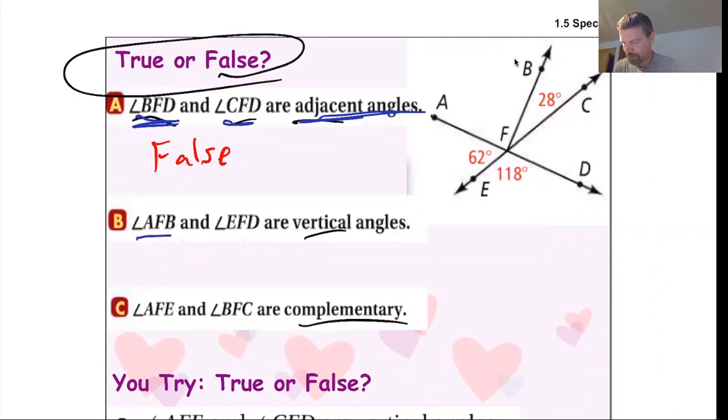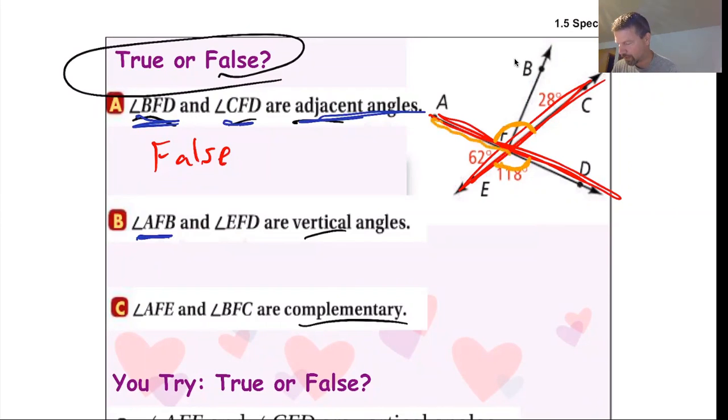Are angles AFB, so AFB right here, and EFD, are they vertical angles? Well, they're vertical angles as long as they're the angles caused when two lines intersect. Let's erase these so I can see a little bit better. That is definitely a line. That is definitely a line. But when those lines intersect, the one angle right here and that angle, those are vertical angles.